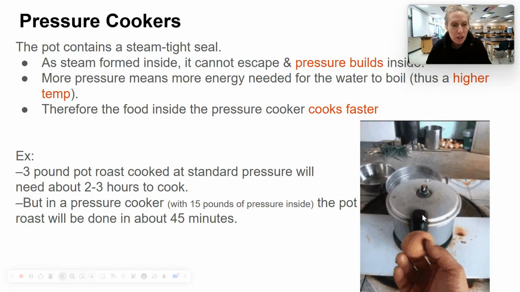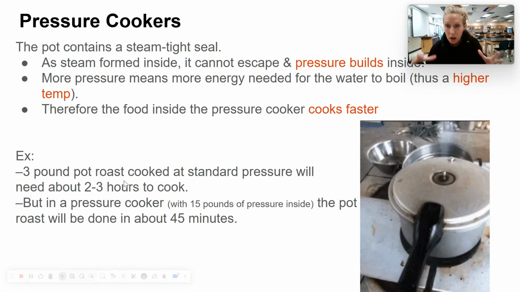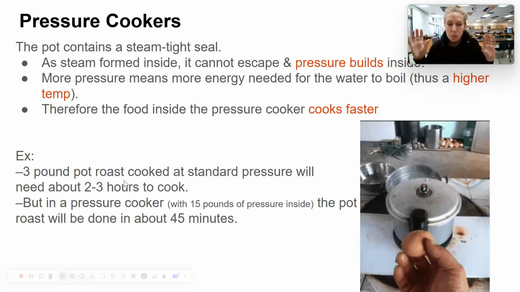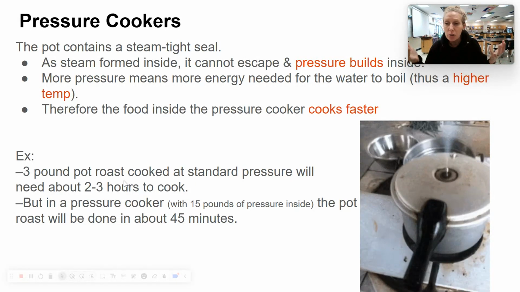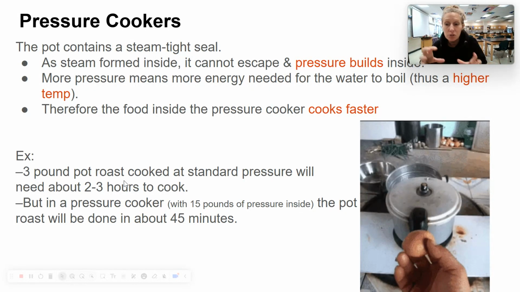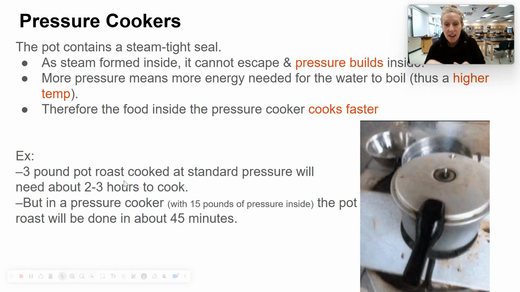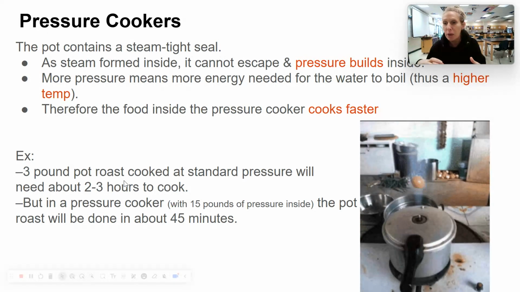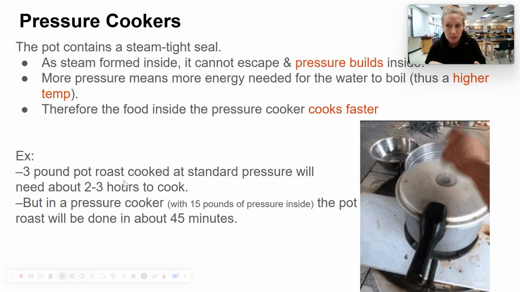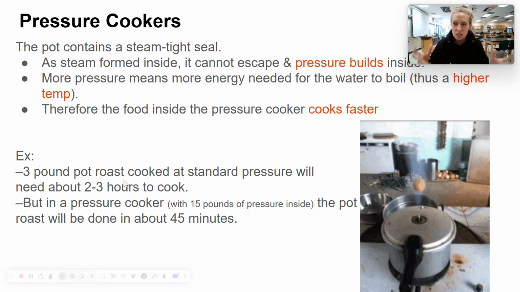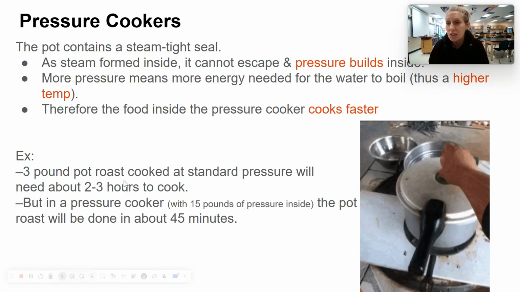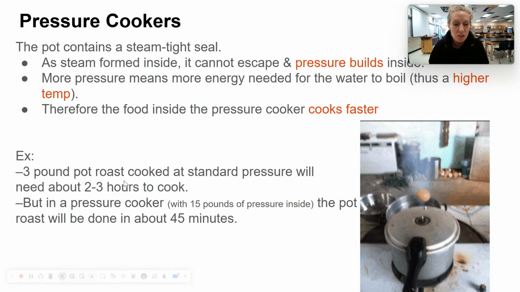But to put this into perspective, if you had a 3-pound pot roast and you cooked it at standard pressure, right? So around here, and you put it in the oven or whatever, it would take about 2 to 3 hours for it to cook through. But if you put that same pot roast into a pressure cooker, right, and there's, let's say, 15 pounds of pressure on the inside, that pot roast would be done in about 45 minutes, right? So we can use the science and the physics of pressure and temperature and all of those things to our advantage to make things go faster.